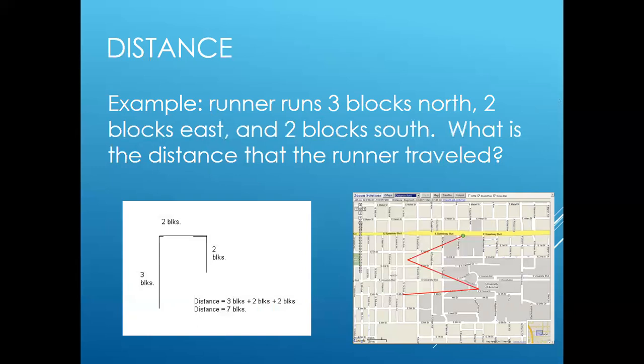On the right there on that map, again, we would need to measure the length of the true path. The length of each of those 3 lines would give us the distance covered by the runner.